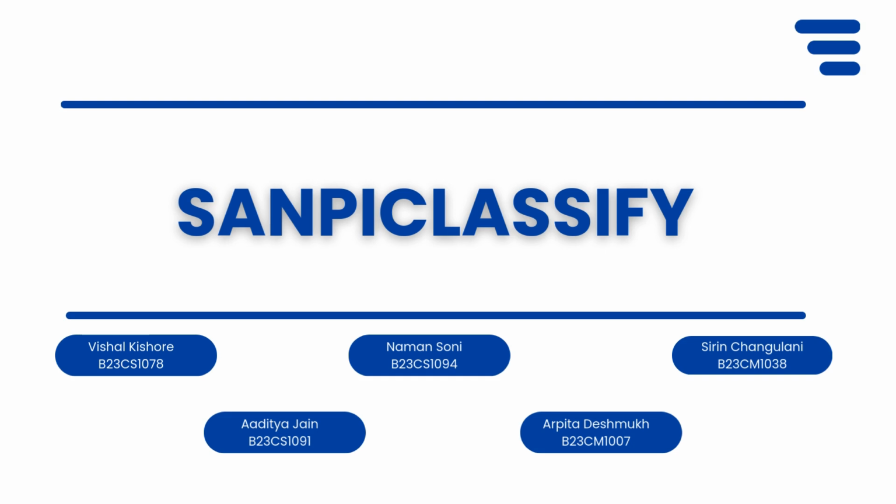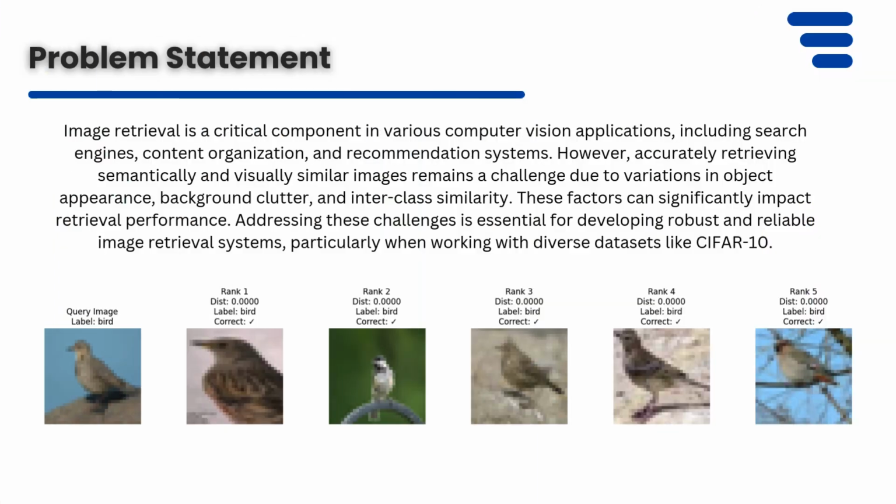Let's start with the problem statement. Image retrieval is a key task in computer vision with applications in search engines and recommendation systems. The challenge lies in retrieving visually similar images, especially with variation in object appearance and background. Our goal is to develop such a robust retrieval system, especially for datasets like CIFAR-10.